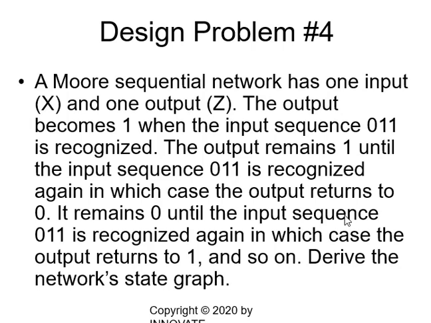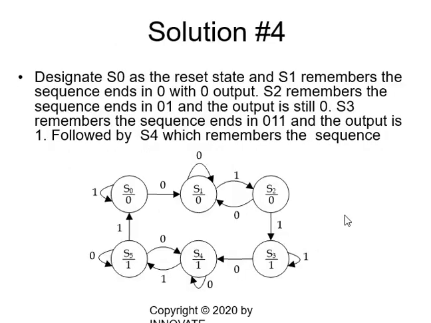So this is a beautiful machine, beautiful design where we are looking to detect 0, 1, 1. The output will be 1 once we detect it, but once we detect it again, the output will remain 1 until we detect it again, and so on and so forth. So the output will become 0, and we continue detecting 0, 1, 1, and the output will alternate between 0 and 1. So derive the network accordingly.